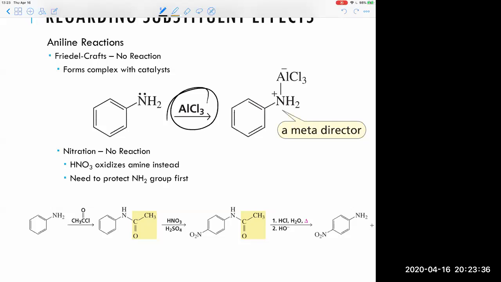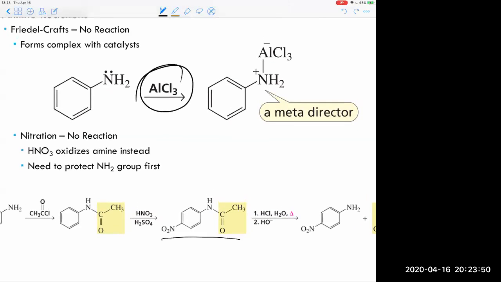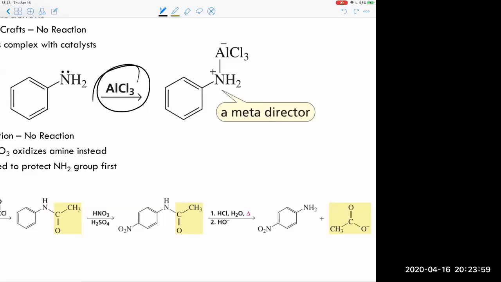So this is again one of these protecting group type strategies. We have to protect our amine group by converting it to an amide, and then we can go ahead and nitrate our benzene ring like normal. So that gets us to here. This is just our normal old nitration reactants that we need. And then we can remove that group with an acid catalyst and heat, followed by base.